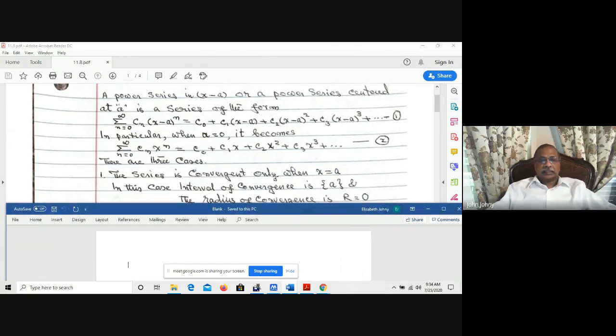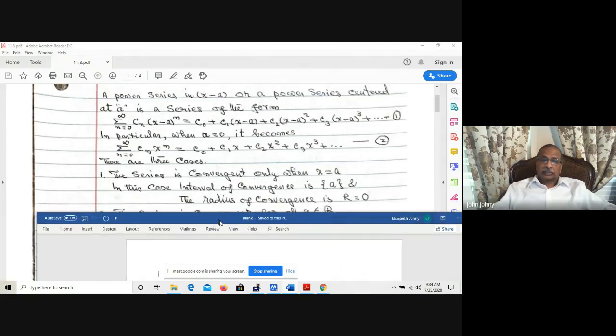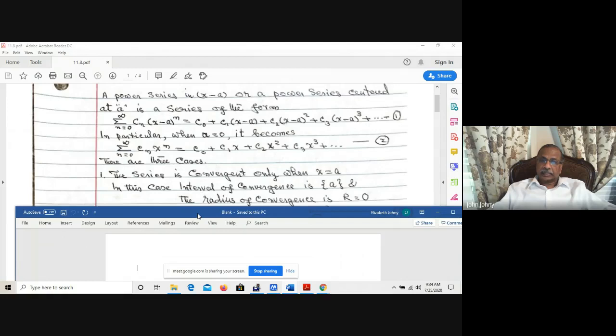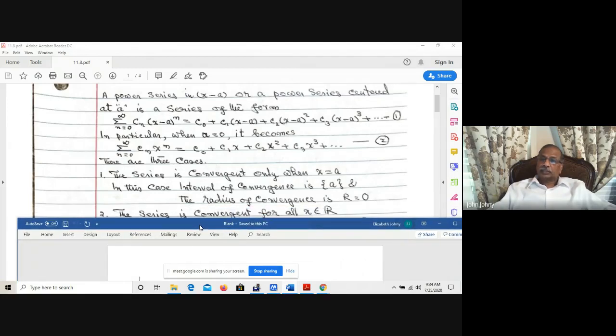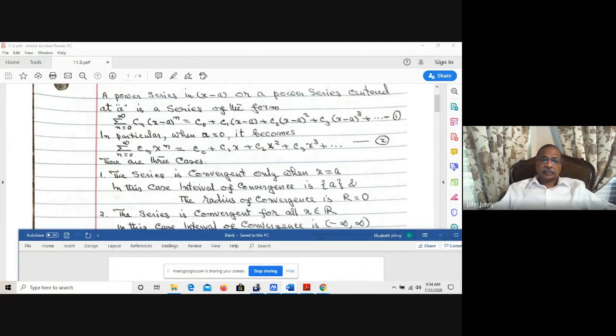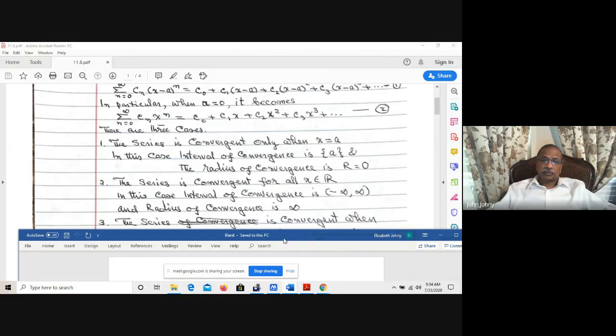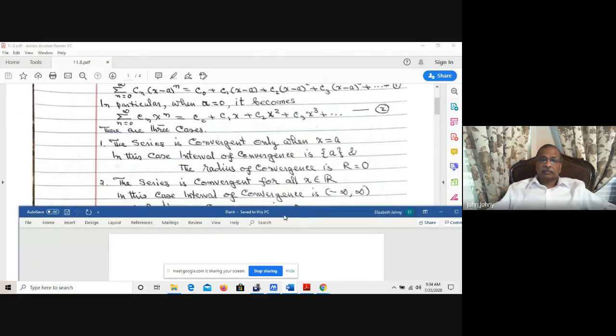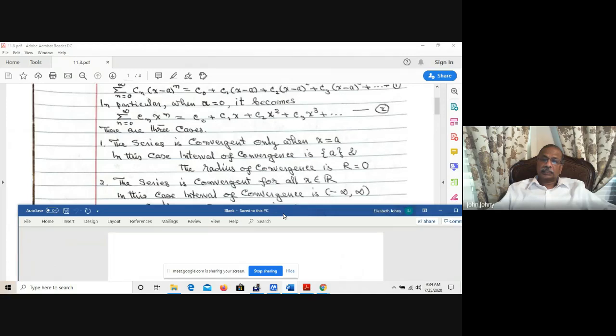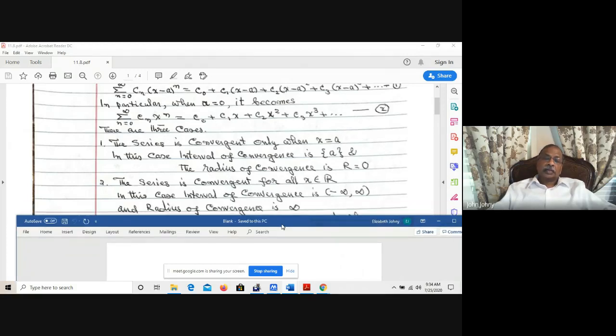Case 1: the series is convergent only when x is equal to a. It's only for one value of x. In this case, the interval of convergence is just a single number, the set {a}. The radius of convergence is equal to 0. The second case is that the series is convergent for all values of x. In this case, the interval of convergence is negative infinity to infinity, and the radius of convergence is infinity.